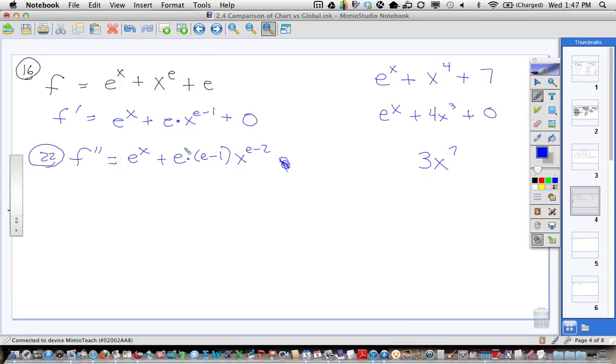And that's fine. You don't have to distribute the e. You could. It doesn't matter if you do that or not. That's just rearranging it, okay? If you can combine some things, that's good. But if you're just rearranging it, it's not that big a deal.